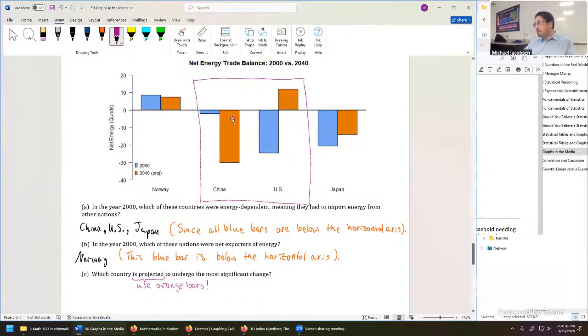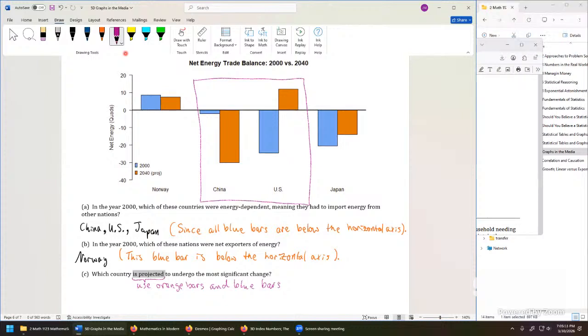Notice that this is, well, I said use orange bars when I said is projected, but I think that comment is probably not the best. We have to use both the orange bars and the blue bars at the same time. So let's maybe add to that, use orange bars and blue bars. Well, any volunteers for which one appears to have the most significant change? That would be the US.